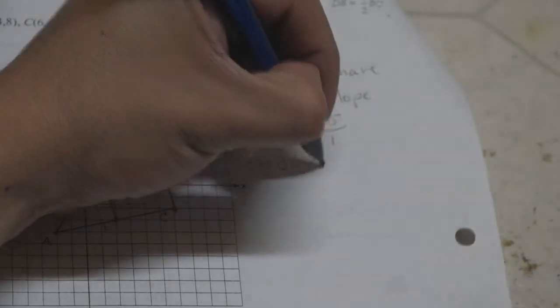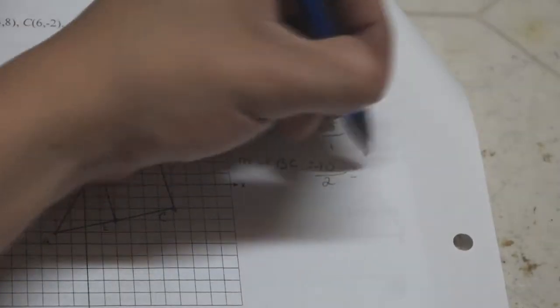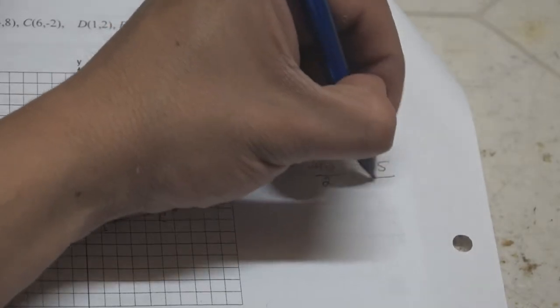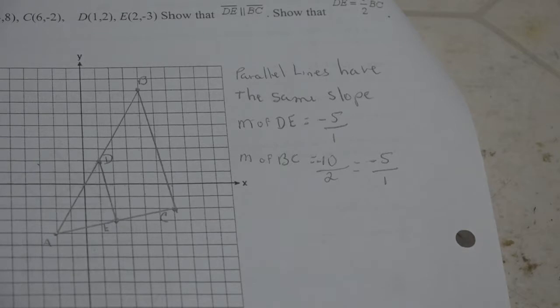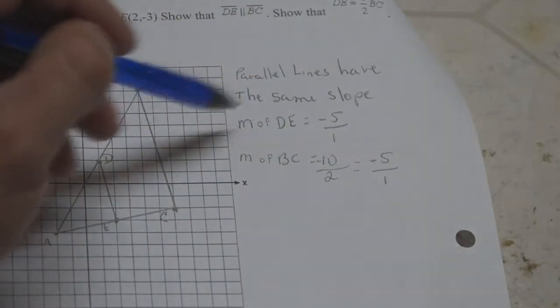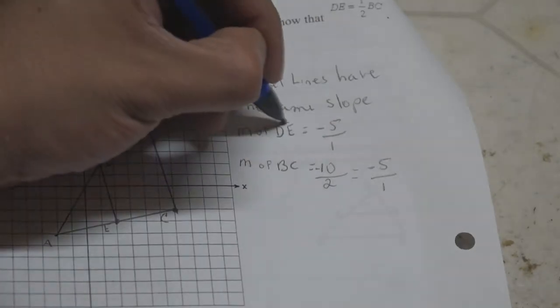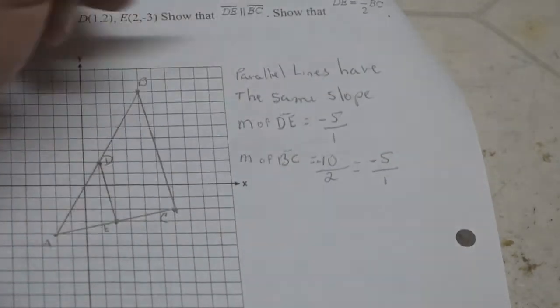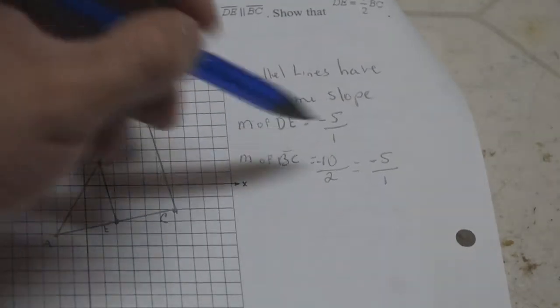So it's negative 10 over 2, which if we simplify it translates to negative 5 over 1. See that? So guess what? They have the same slope. Parallel lines have the same slope. The slope of segment DE is negative 5 over 1. The slope of BC is negative 5 over 1.